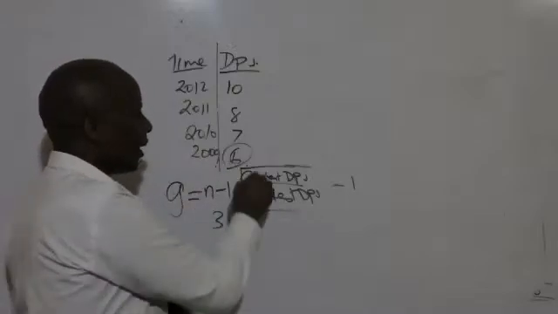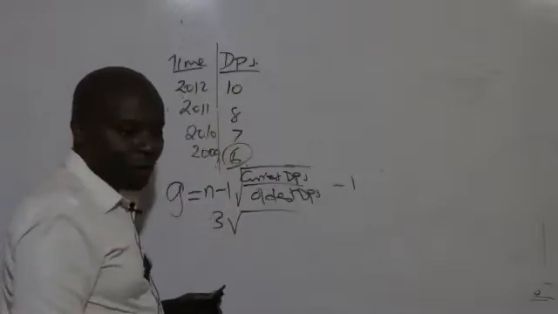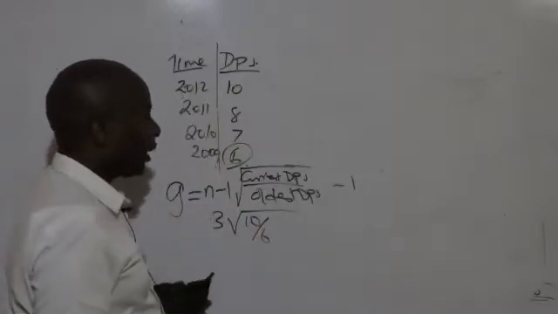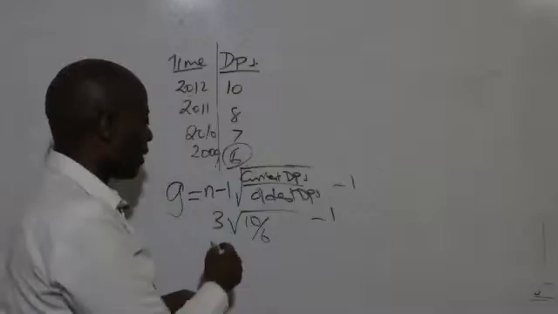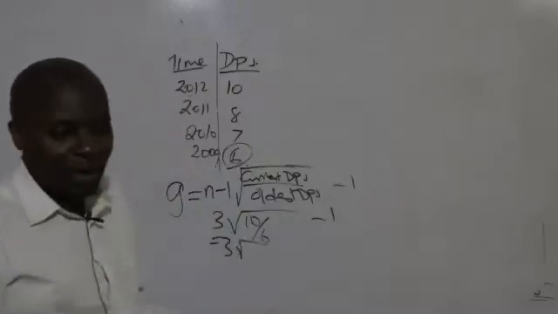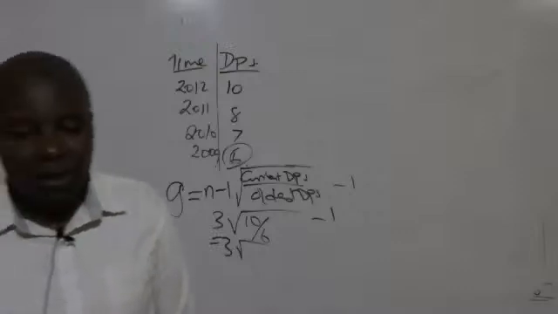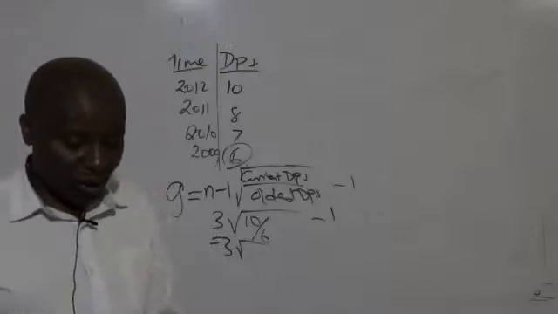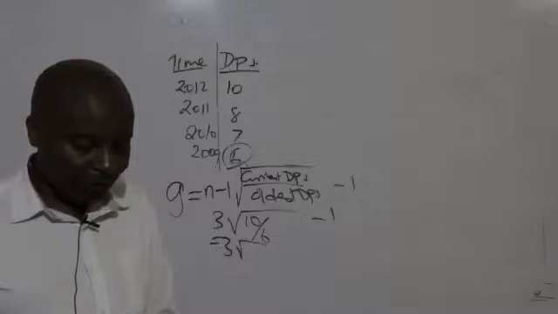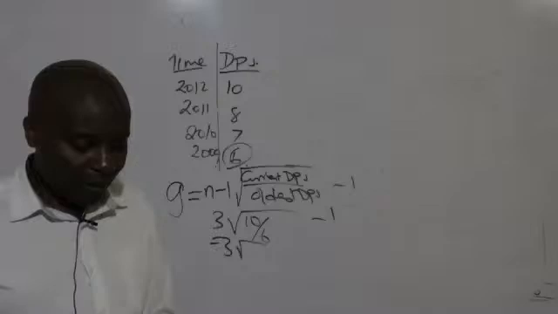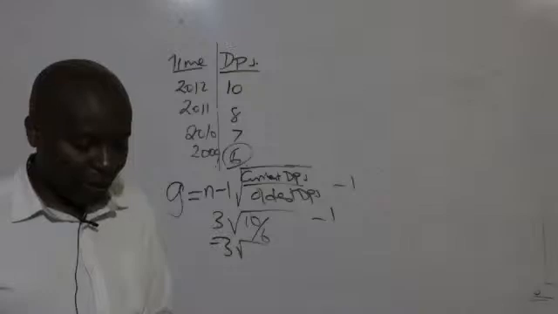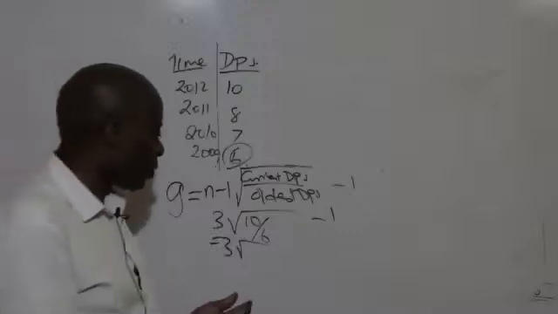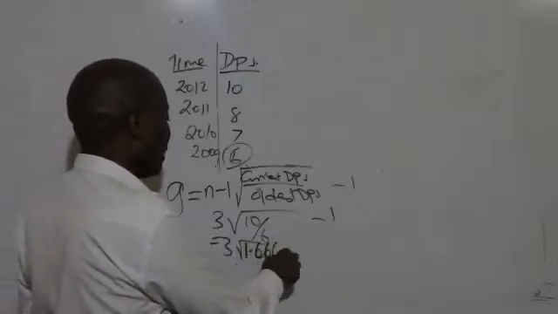The current dividend is not this one. The most current year is 2012. So you're talking of 10 over 6 like that. Whatever we get here, we come and subtract 1. So this will be the third root of 10 divided by 6. What do we have here? 10 divided by 6 will give us 1.6667 like that.